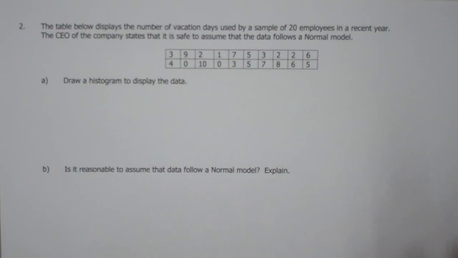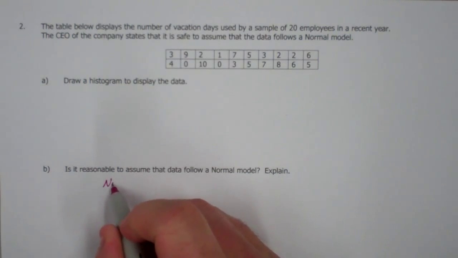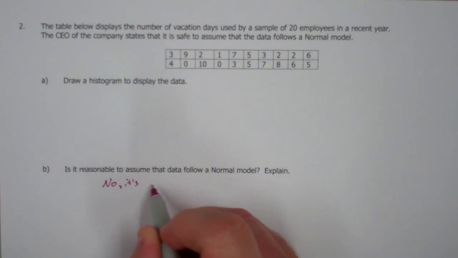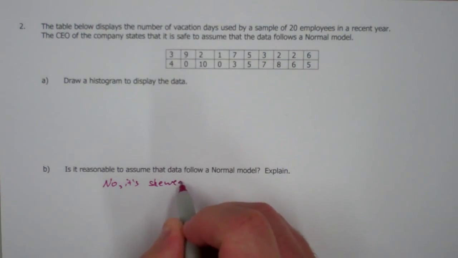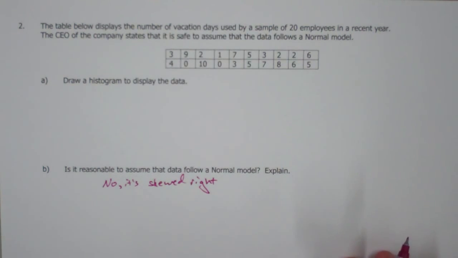So we're going to answer the question of part B here. Is it reasonable to assume that the data follows a normal model? We would say no. It's skewed right, meaning also that it's not symmetric. Can't be symmetric if it's skewed.